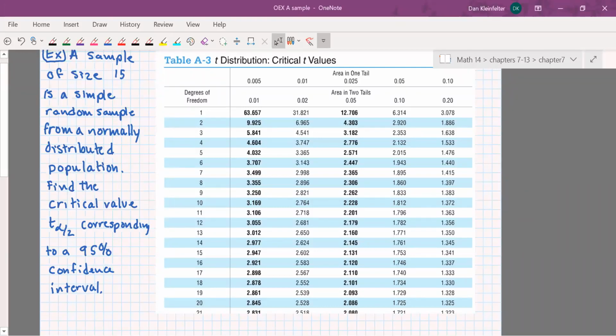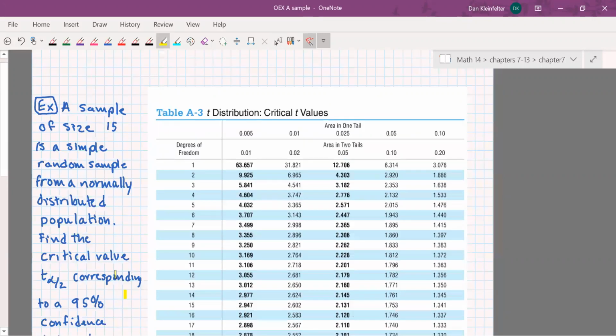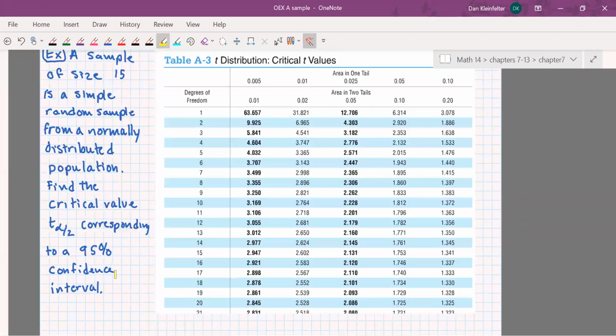All right, so now let's try this. Here it says a sample of size 15 is a simple random sample from a normally distributed population. So the sample size is just 15, but we know the population is normal, so it's okay. We're going to use t. We're to find the critical value t alpha over 2 corresponding to a 95% confidence interval.